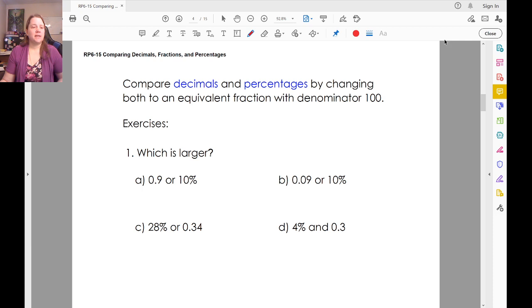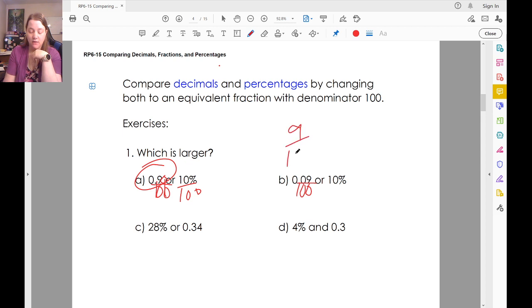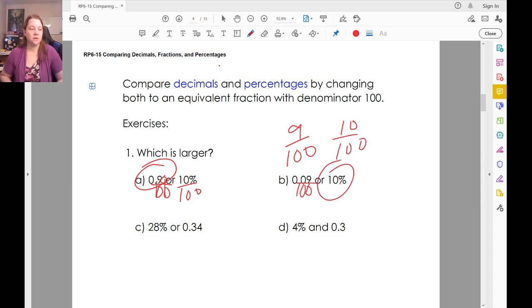Let's go ahead and compare decimals and percentages by changing both to an equivalent fraction with a denominator of 100. So let's change these both to fractions. 10% is the same thing as saying 10 out of 100. No problem there. 0.9 becomes 9 over 10 or 90 over 100. And we know that 0.9 is bigger. If we have 0.09 though, that becomes 9 over 100. And when we compare 9 over 100 to 10 over 100, then 10% is bigger.